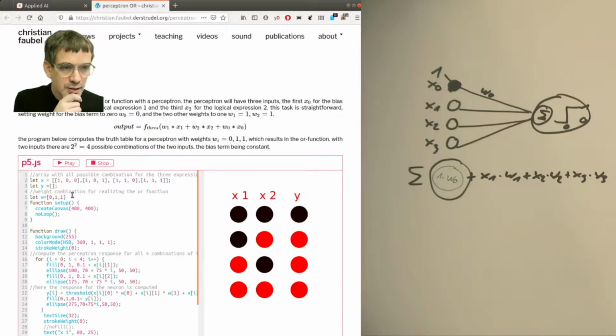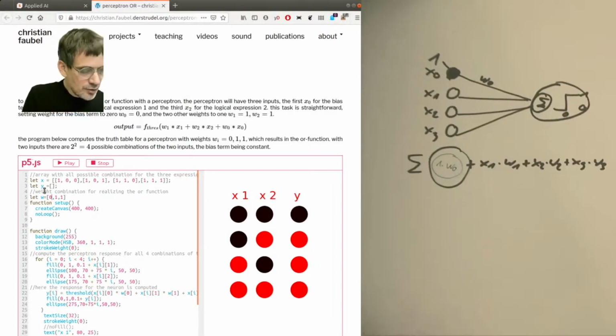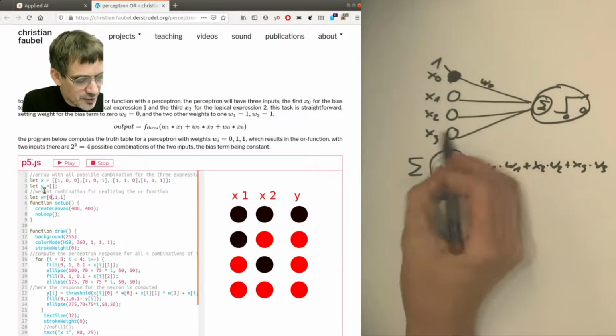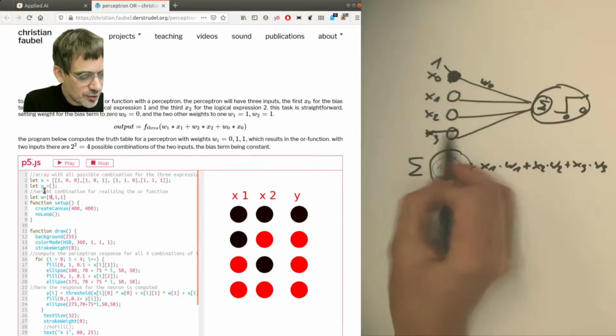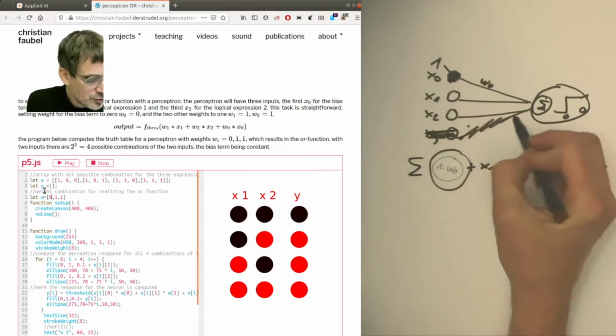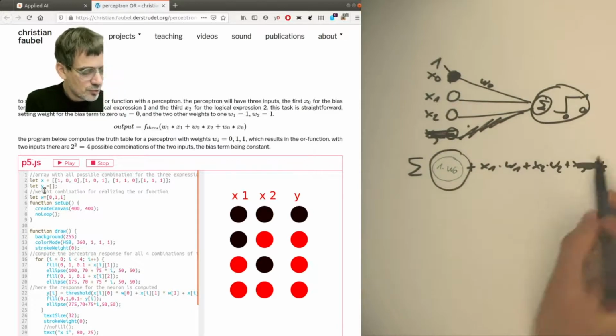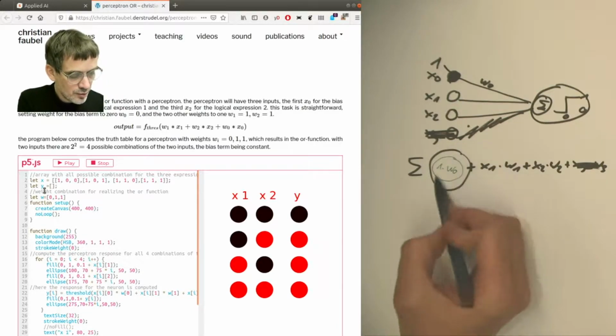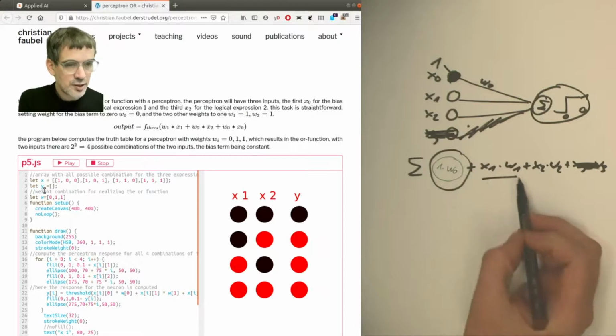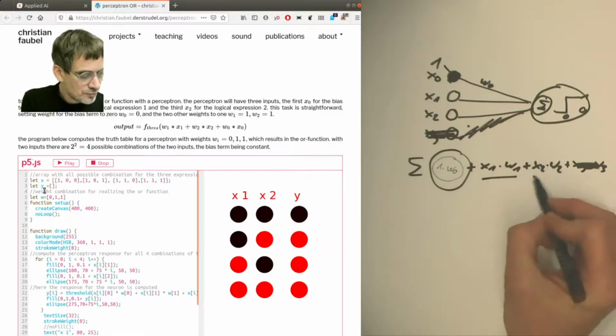Actually, the network we are considering is simpler than the one I drew here. We don't have this x3 term. So we just have the bias term and then x1 and x2, right?